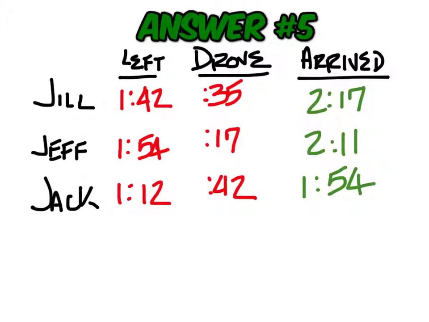And number 5, Jill leaves at 1:42 and she drove 35 minutes. That means she arrived at 2:17. And Jeff, he would have had to have left at 1:54. That's 12 minutes after Jill. Drove for 17 minutes, so he arrives at 2:11. And Jack left a half hour earlier than Jill, so he leaves at 1:12, drives 42 minutes. He gets there at 1:54.